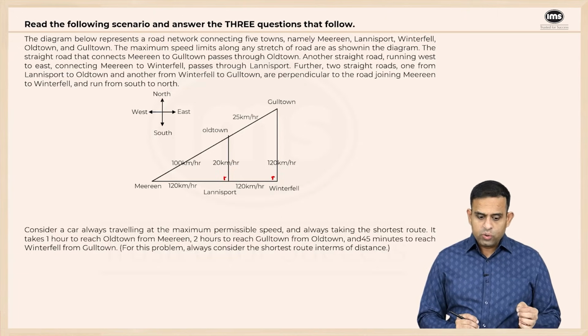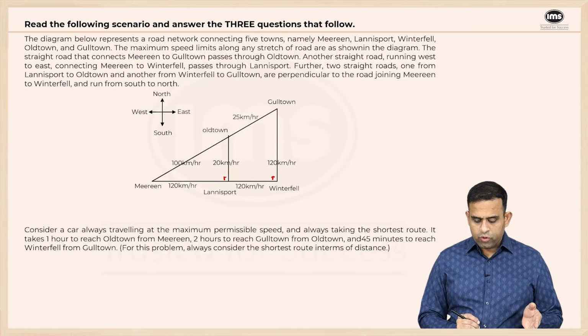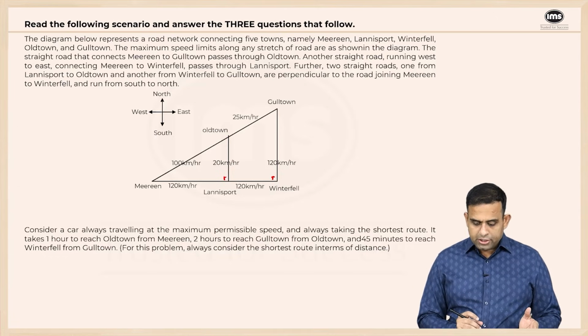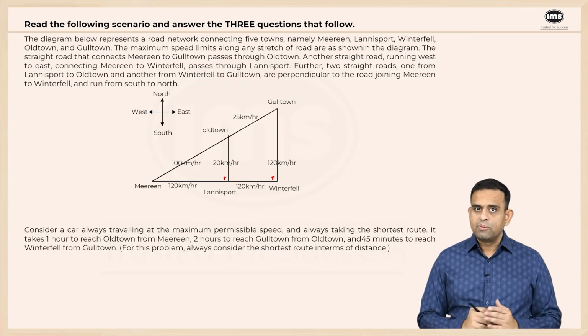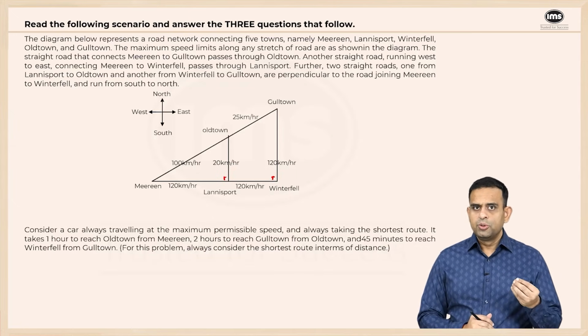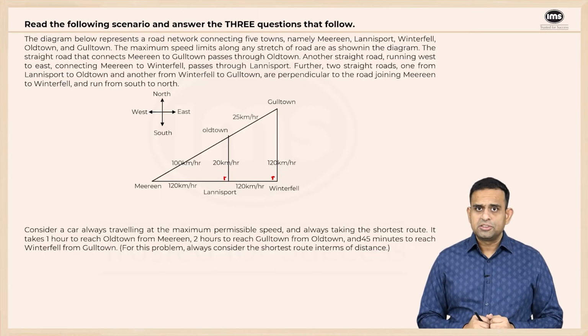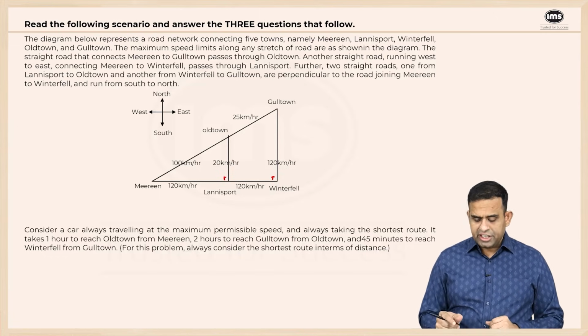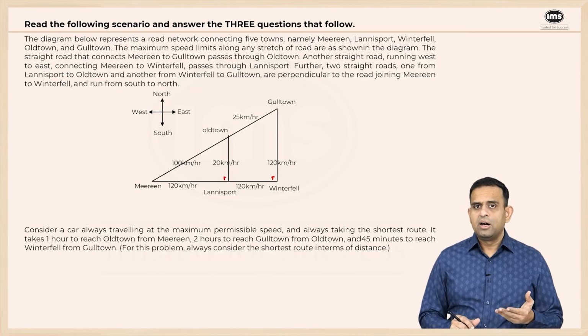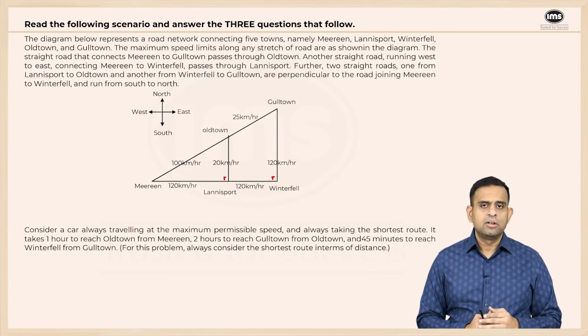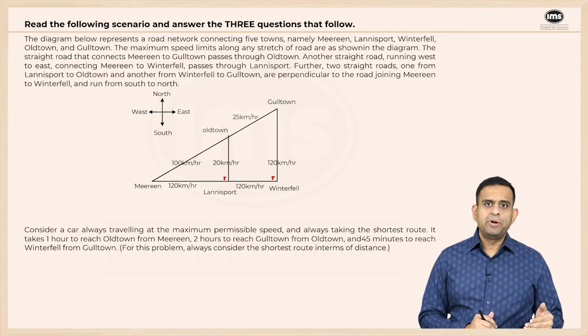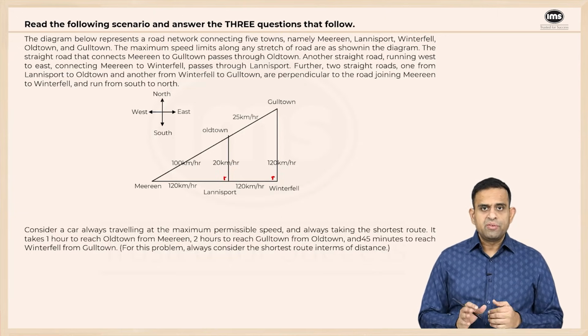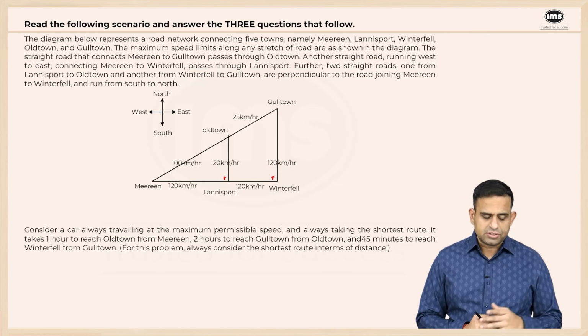It takes 1 hour to go from Old Town to Marine, 2 hours to reach Gulltown from Old Town, 45 minutes to reach Winterfell from Gulltown. And they told that for this problem, always consider the shortest route in terms of distance. So the car travels at the max speed which is given to you. At the same time, they have given the timeline, how much time one gets over here. So we know distance is equal to speed into time. So for those segments, we can easily find out the required distance.